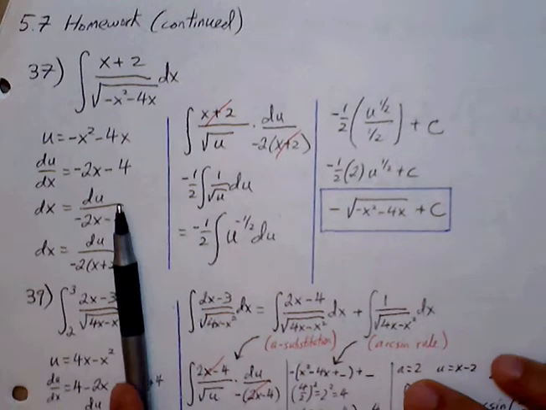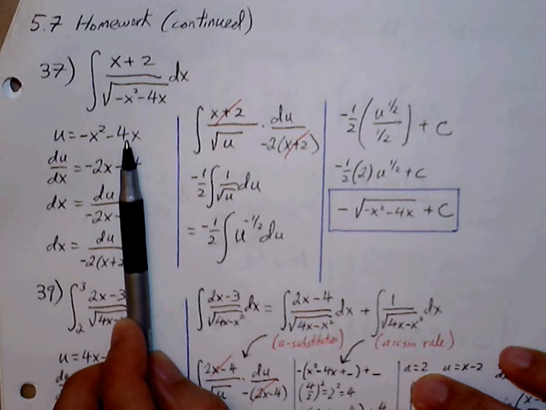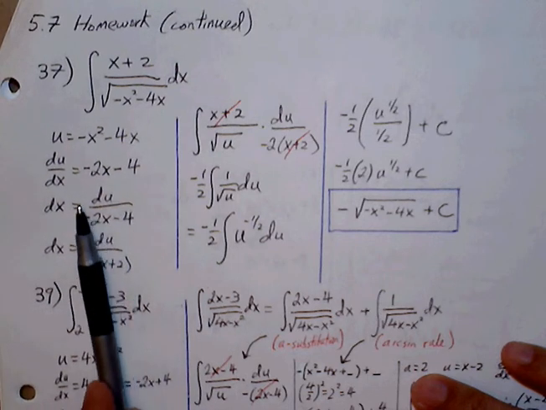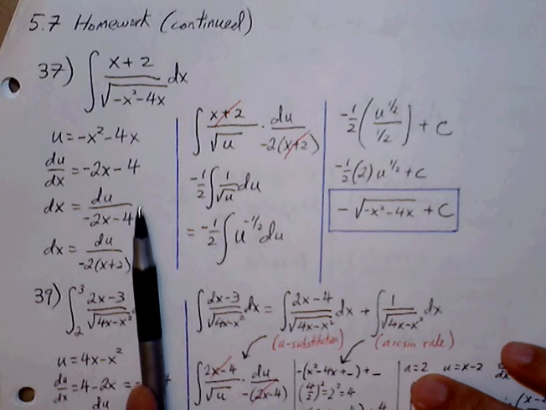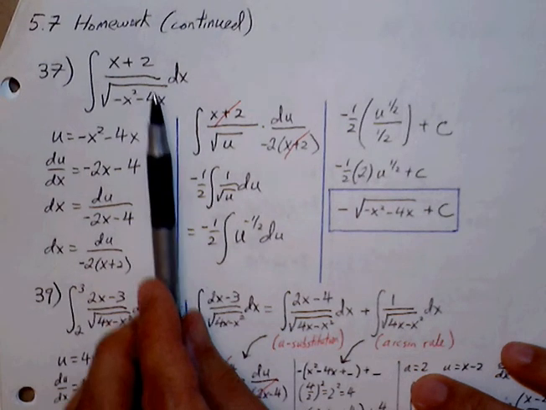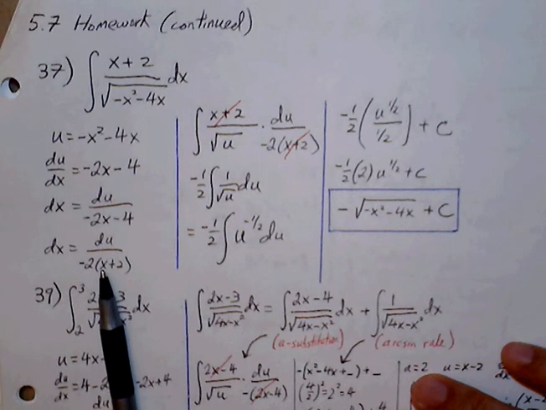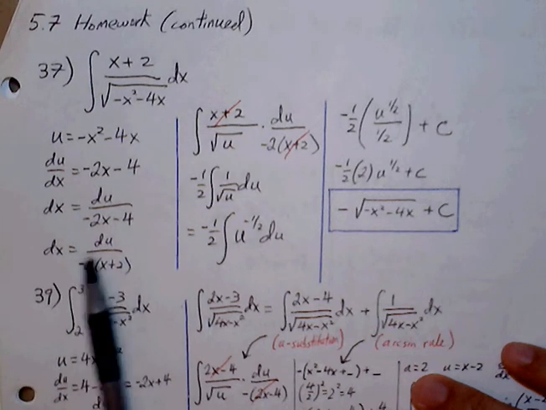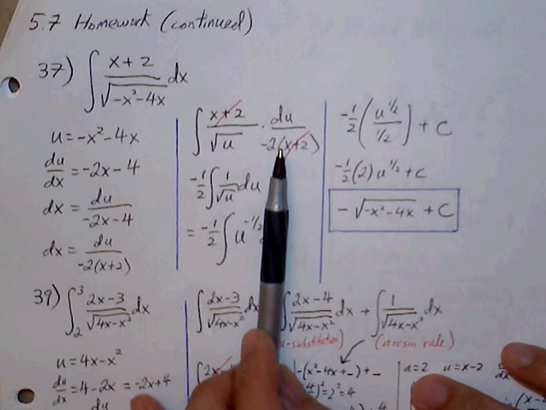Okay. Our u value is just going to be what's inside the square root, so negative x squared minus 4x. Our derivative is negative 2x minus 4. Solve for dx. This doesn't quite match up perfectly with the x plus 2, but if we just factor out a negative 2, then we have x plus 2, and that will allow us to cancel out. So solve for dx, which is du over negative 2, parentheses x plus 2.